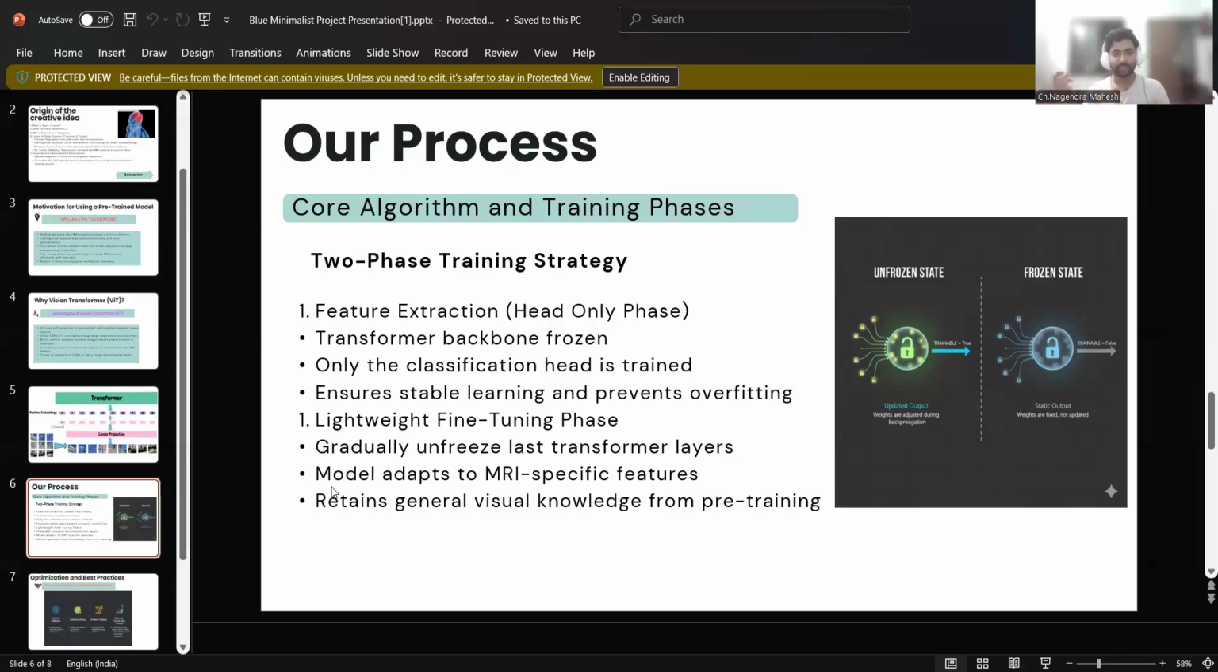But later, in the lightweight tuning phase, we will unfreeze some of the last transformer layers so that it trains much better and adapts to the MRI features more effectively.